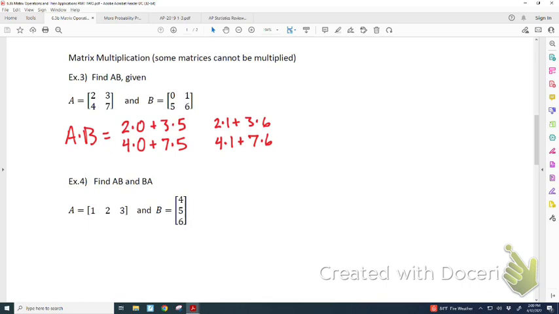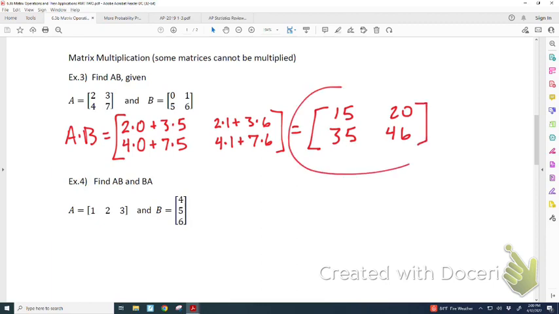That's the hard part. Next you simplify. And we get 15, we get 35, 20, and 46. And that's it. How about, I forgot to type up here BA. Let's find BA from number 3. So use the matrices up here. And let's find B times A. Maybe hit pause and try and do the same thing I just did.